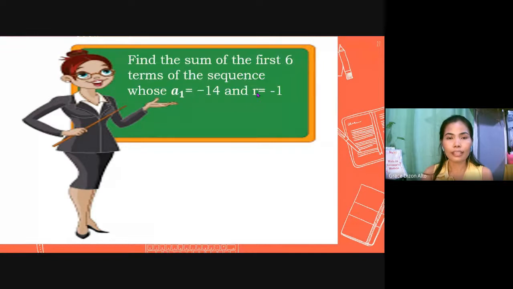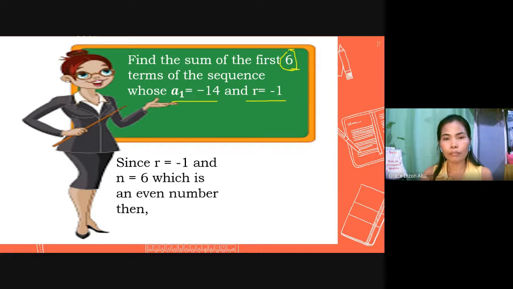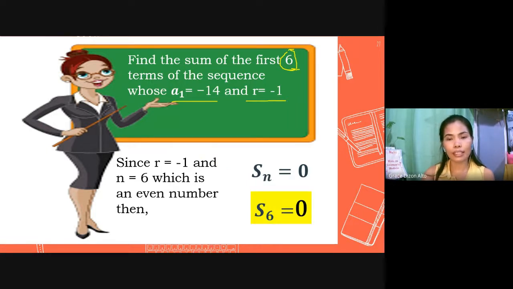Next, find the sum of the first 6 terms of the sequence whose a sub 1 is -14 and the ratio is -1. So take note, we have our ratio again -1, but our n now is even. Okay, so as I've just said earlier, we will be using condition number 3. So S sub n is equal to 0, and no computation is needed. Just write S sub 6 is equal to 0.